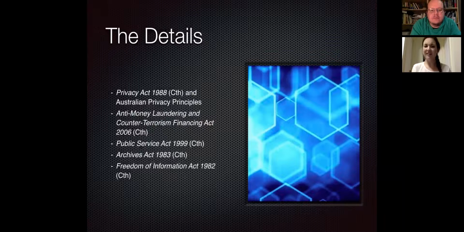Public Service Act, Archives Act, they were with regard to the Digital Transformation Office. I don't know that there's going to be a great deal within them. Freedom of information, again, probably as obvious as the Privacy Act.